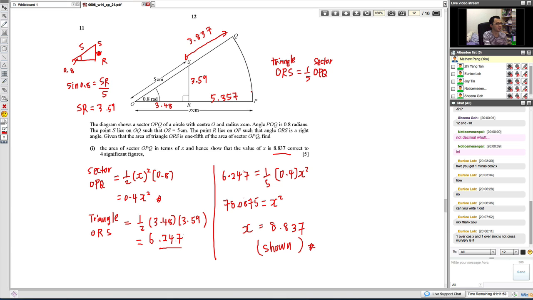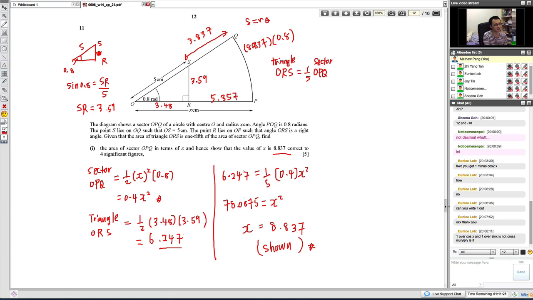And then you can find PQ, which is arc PQ. We know arc length S equals R theta, right? S is PQ, so my R will actually be x, so it's 8.837 multiplied by 0.8. Alright, this is my whole perimeter. I already have everything, so I will use this one plus this one plus this one plus this one.